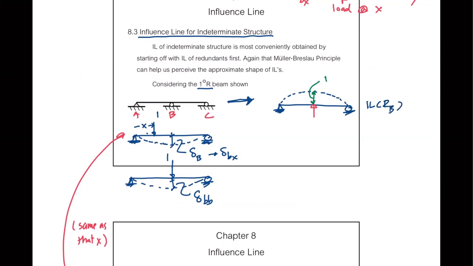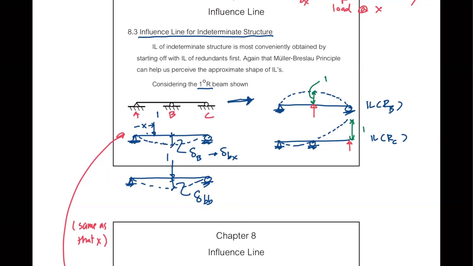And what about RC? Well, you want RC to move freely, so we have RA and RB intact. It will just go up like this. So you have an overhanging beam now, and your deformed shape will look like that, right? And right here, the magnitude will be equal to 1. And this becomes the influence line of RC, just the shape, okay?